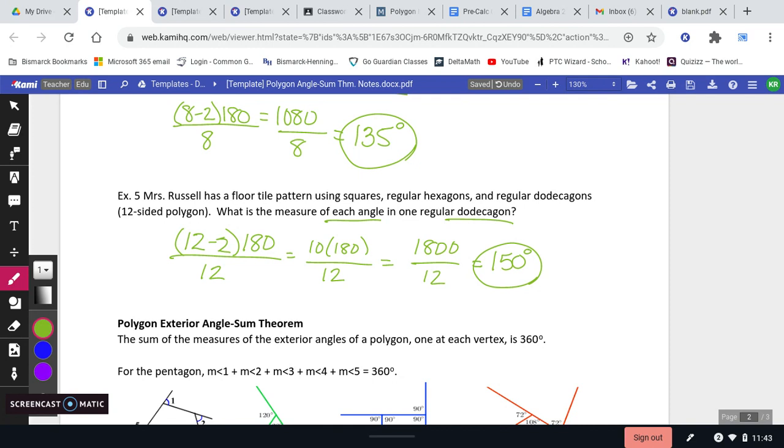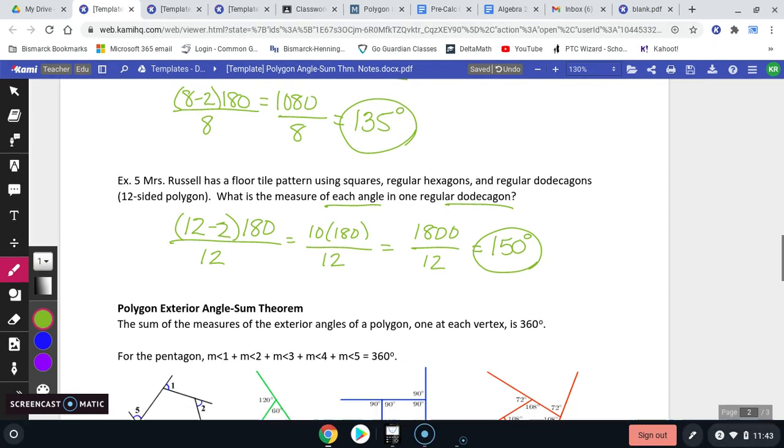Okay, so that wraps it up for today. So 2 concepts here. The sum of all the angles in a polygon, you can find that by doing n minus 2 times 180. And then if I just want one of those angles, I find the sum of all the angles, and then I can just divide by the number of sides, and then that will give me the angle measure for just one angle.